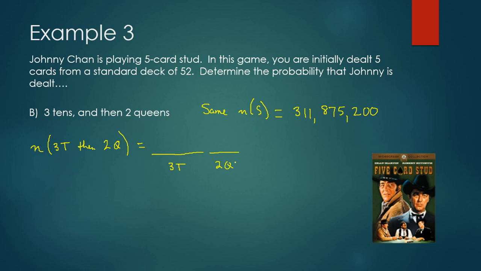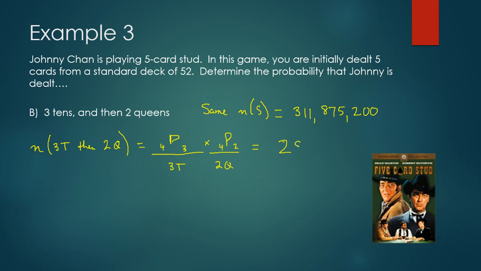So how many ways can we get our 3 10s? Well, now we're not arranging all the 10s, right? Johnny is not getting dealt all the 10s. He's only getting 3 of the 4. We know the number of ways to arrange 3 10s from the 4 would be 4P3. The number of ways to get 2 queens, again, he's not getting all the queens, he's just getting 2 of them, would be 4P2. 4P3 ways to get the 3 10s, and then 4P2 ways to get the 2 queens. Do this calculation. 4P3 times 4P2.